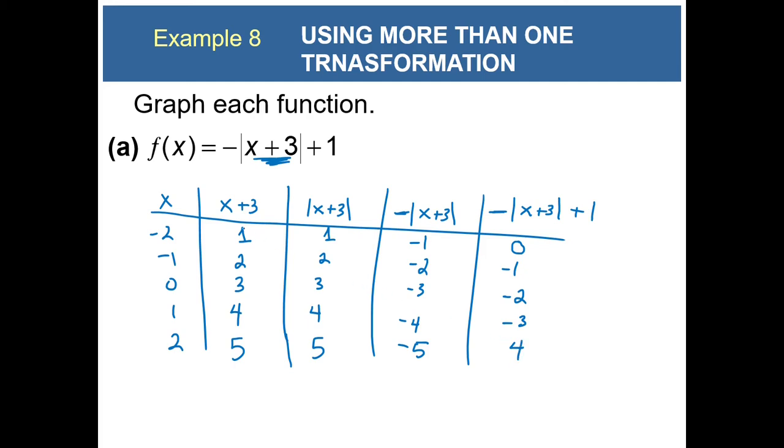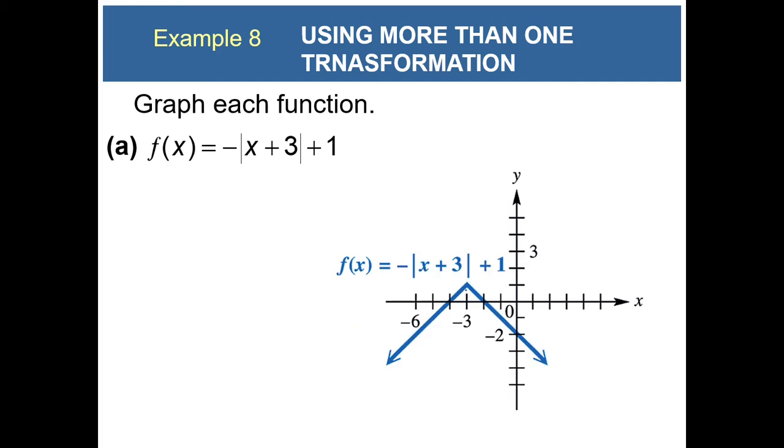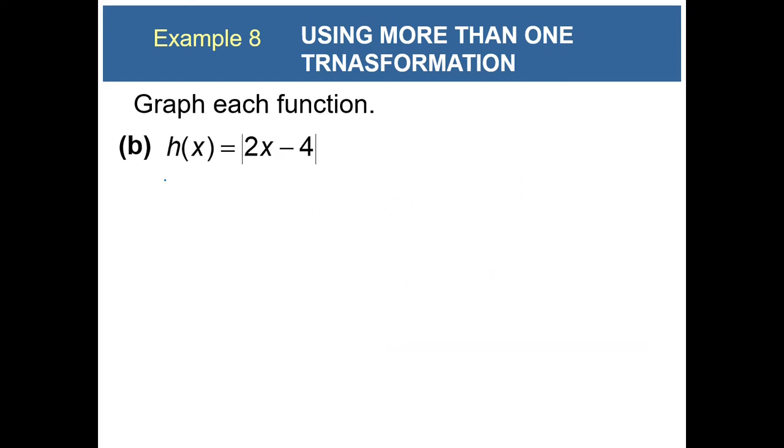So now we can plot the points. Let's look at the graph of the function f of x. And notice that there is a reflection, and it did shift to the left 3, and there was a vertical translation of 1, just like we predicted earlier. Let's graph h of x equals the absolute value of 2x minus 4.